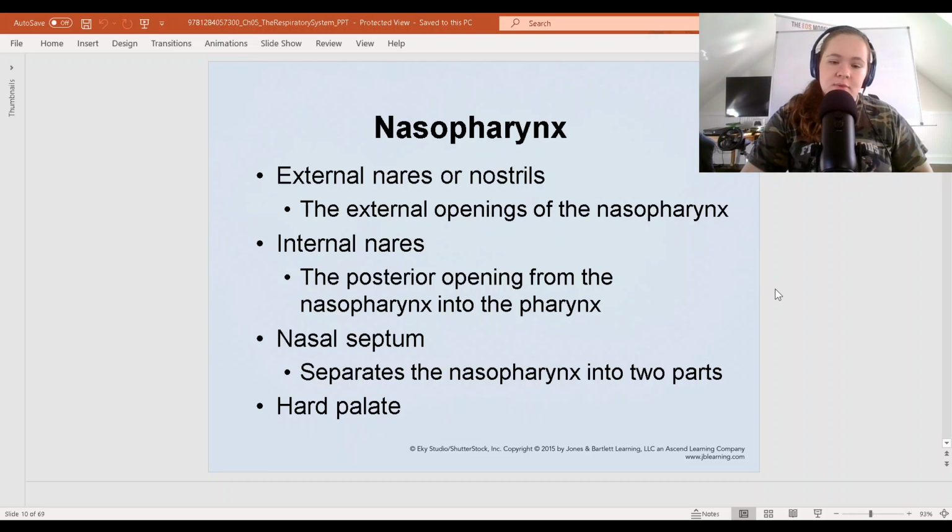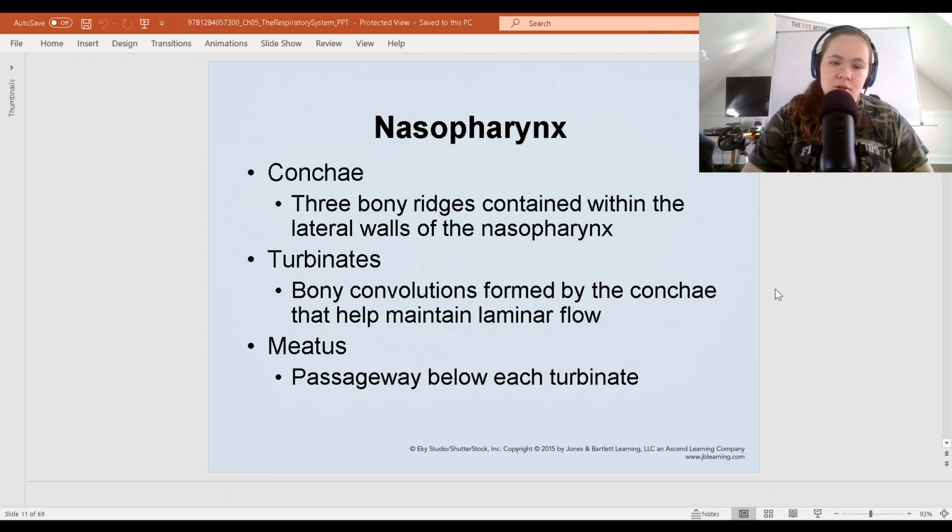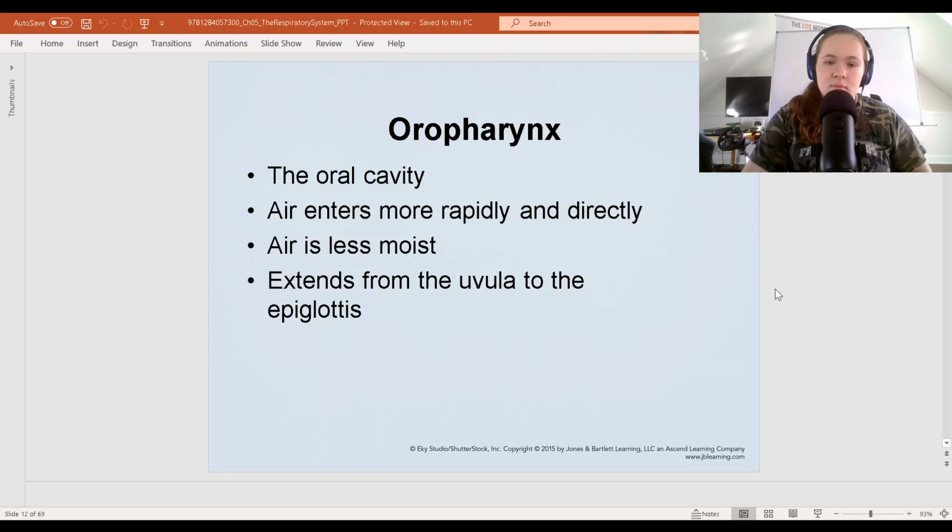The nasal septum separates the nasopharynx into two parts. And there's also the hard palate. Conchae are the three bony ridges contained within the lateral walls of the nasopharynx. Turbinates are bony convolutions formed by the conchae that help maintain laminar flow. The meatus is a passageway below each turbinate.